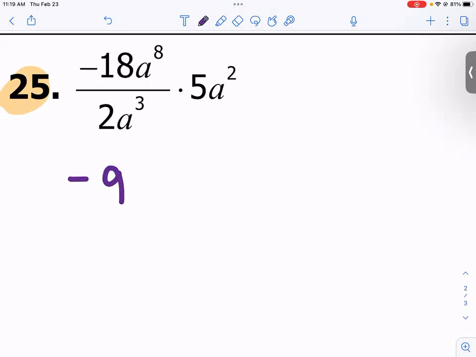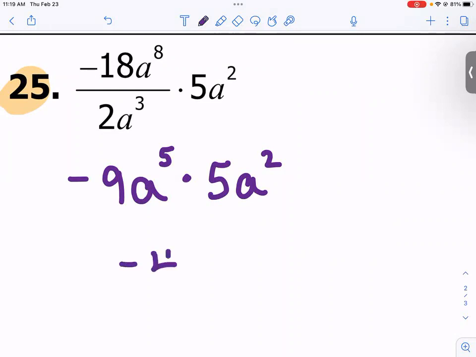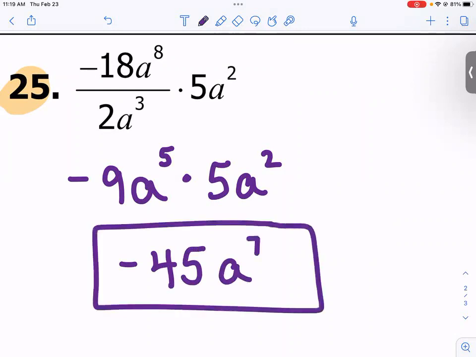And I noticed that when you divided here, you made this a to the 5th power. Okay, write that down with me. So then, now that we have a multiplication, negative 9 times 5 is our negative 45. And when we multiply a to the 5th times a squared, we're going to add our exponents. I saw a lot of people with this answer. That went really well.